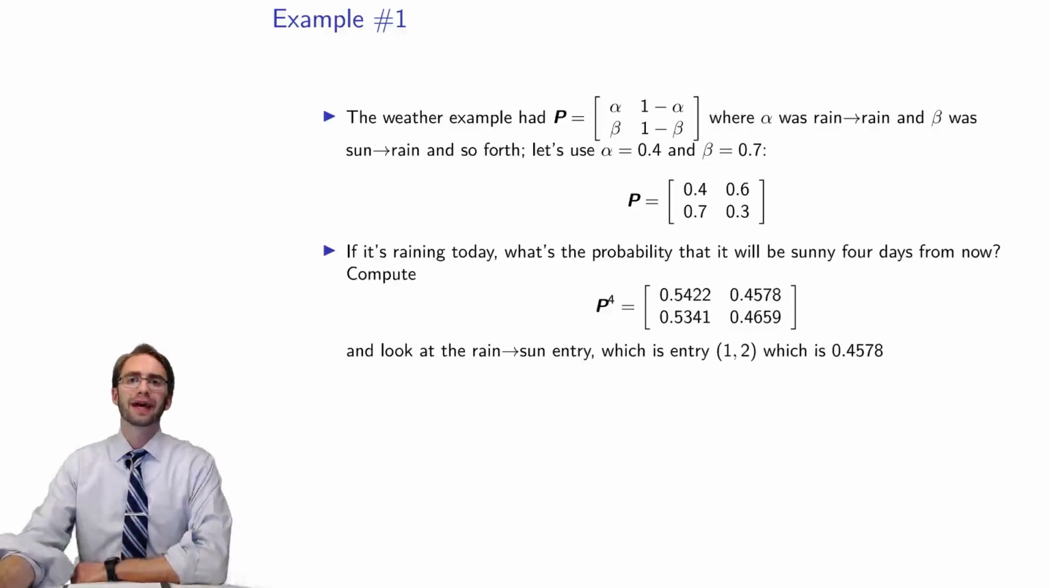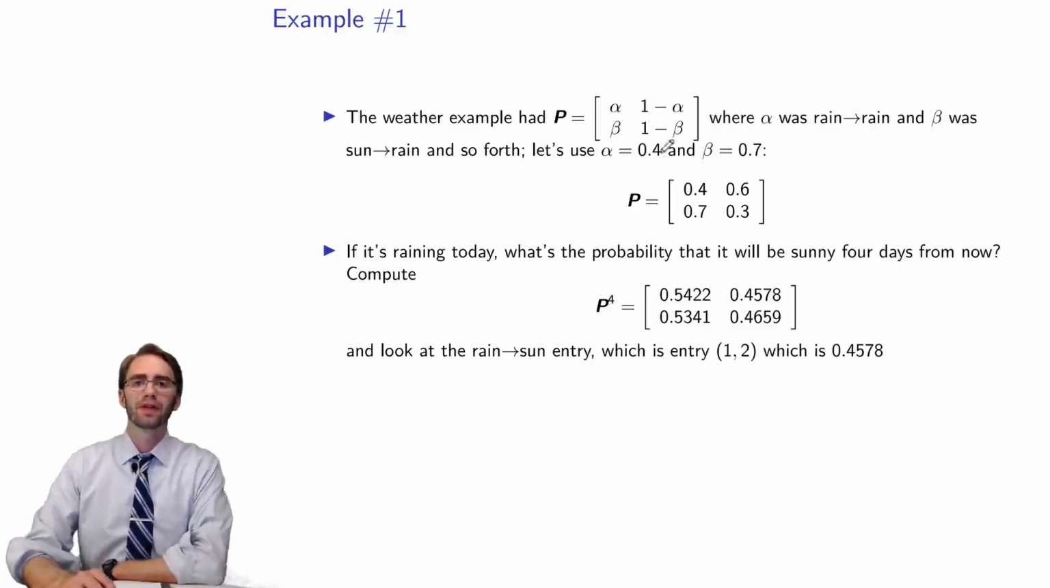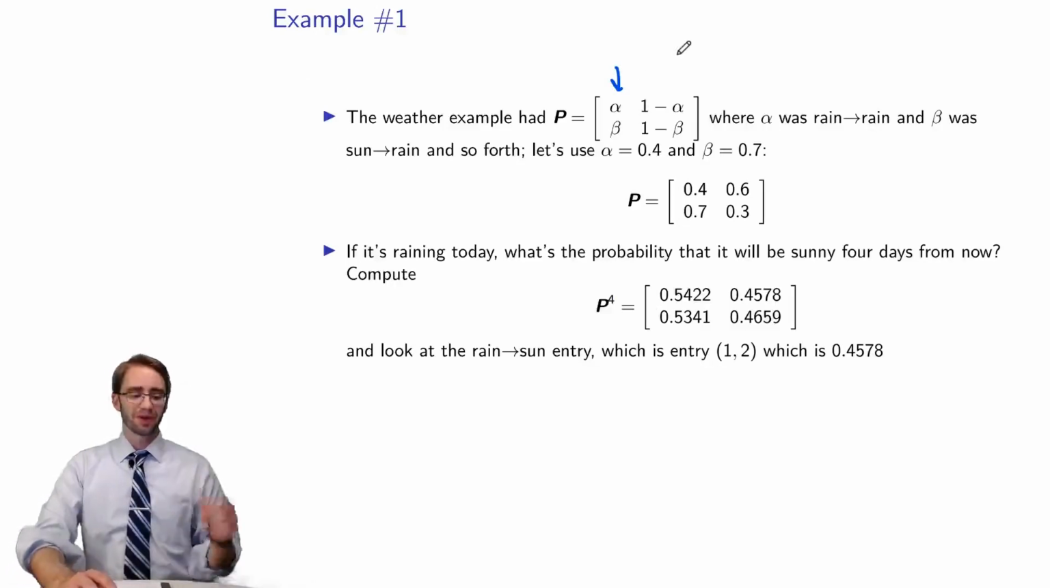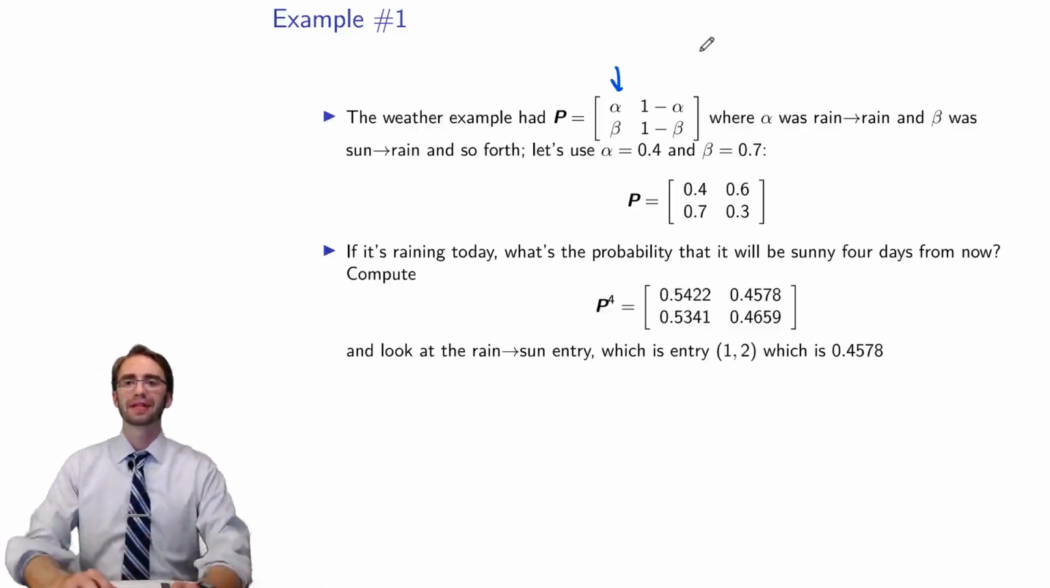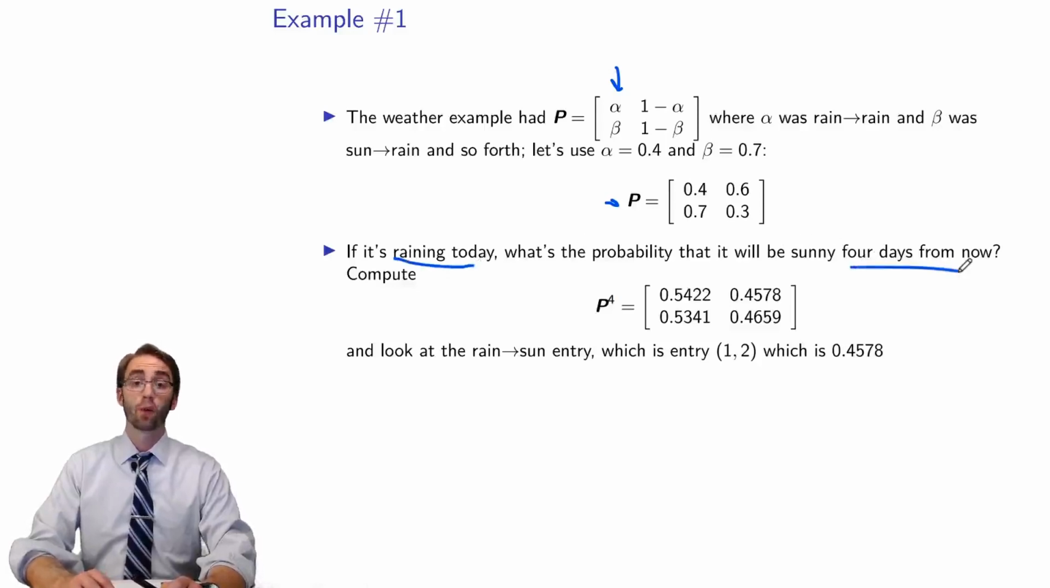We'll take that weather example from before, the one with a matrix that looked like this. This is just the simple weather example where the weather tomorrow depends only on the weather today. And so the matrix looks like this, and I could say, okay, if it's raining today, what's the probability that it's sunny 4 days from now?